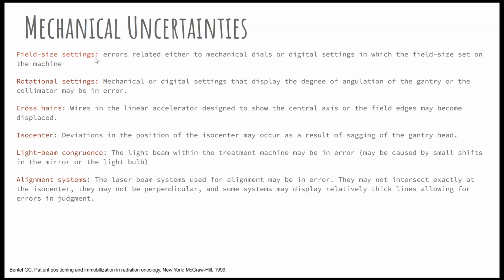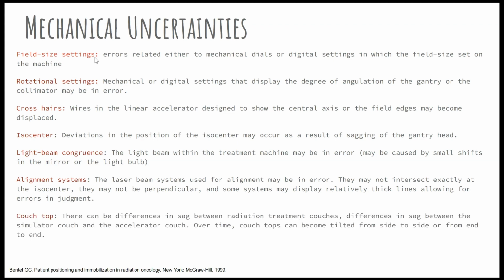Alignment system incongruence, where the laser beam systems might be out of alignment. They may not intersect at the exact isocenter. They might be very thick lines. So there might be error in judgment where exactly the isocenter lies, because the isocenter is a point where all the axes of rotation are meeting, of the gantry, of the couch, of the collimator. So we'll read up these things in detail.